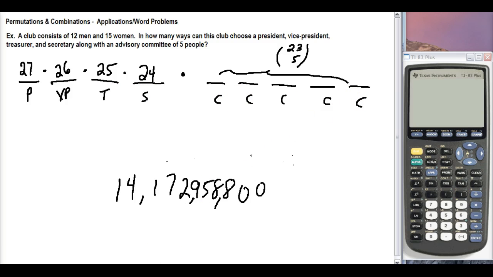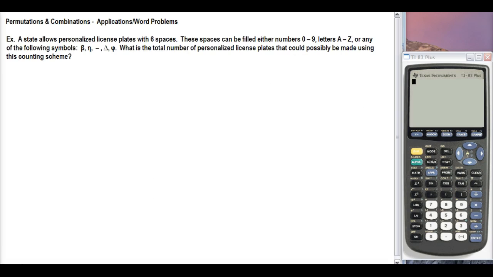All right, we'll go ahead and go to our next example. Okay, so our next example deals with personalized license plates. So we have a state that allows personalized license plates with 6 spaces. And these spaces can be filled either with the number 0 through 9, all the letters of the alphabet, or the following 5 symbols. Okay, and you see them there. So what is the total number of personalized license plates that could possibly be made using this particular counting scheme?